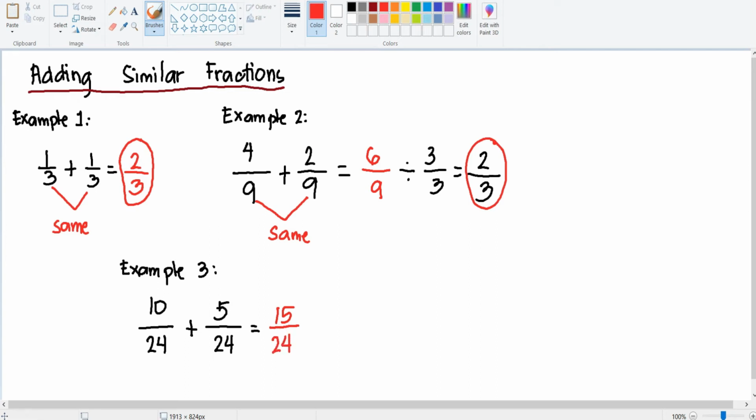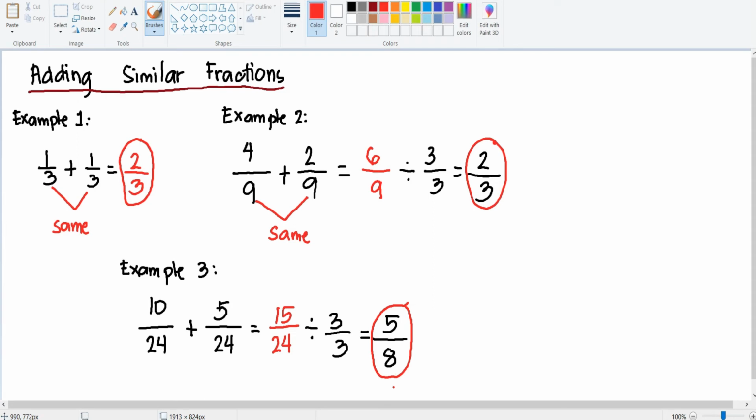Now there is still a number that we can divide with 15 and 24, that is 3. Now we will divide the numerator and denominator by 3. So 15 divided by 3, if we will skip count 3, that is 5. And 24 divided by 3, that is 8. So our final answer will be 5 over 8. So we are actually reviewing also our topic in simplifying fractions.